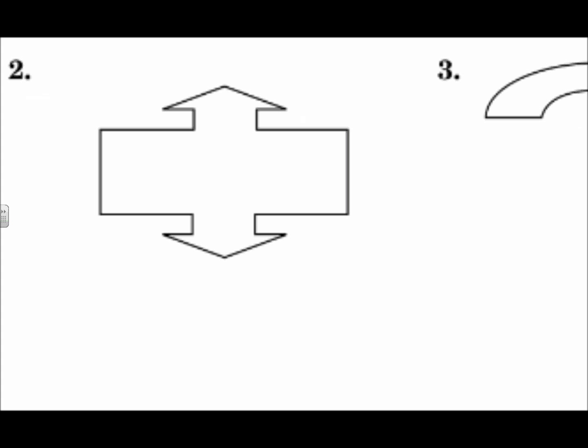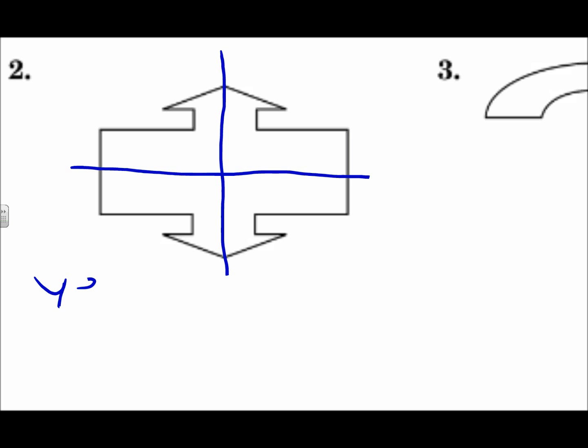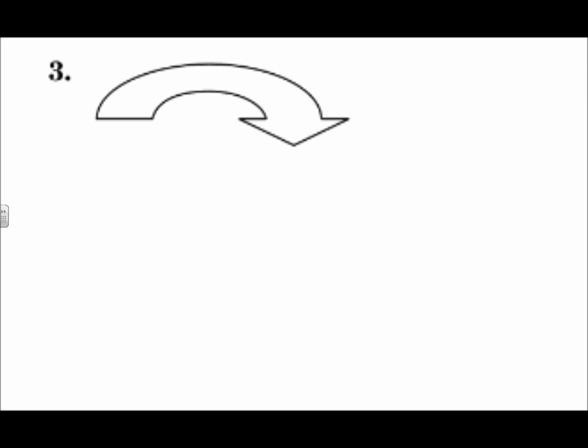Number 2, does this have symmetry? Well, imagine a line that would cut this in half. There's one there, and there's one there. So yes, there is line symmetry. We have drawn them, and there are two lines of symmetry. Number 3, does this have line symmetry? And the answer is no. There is no line that you can draw that would cut that in half.